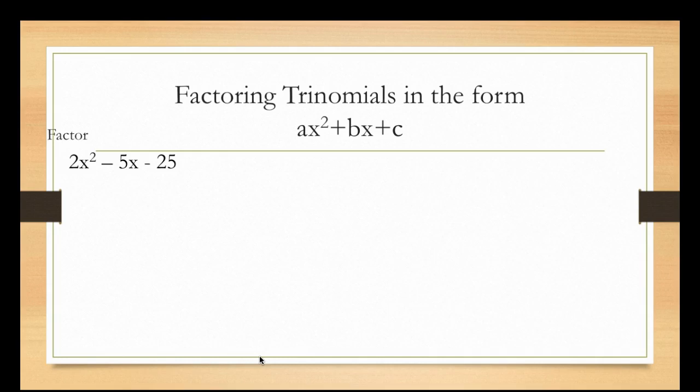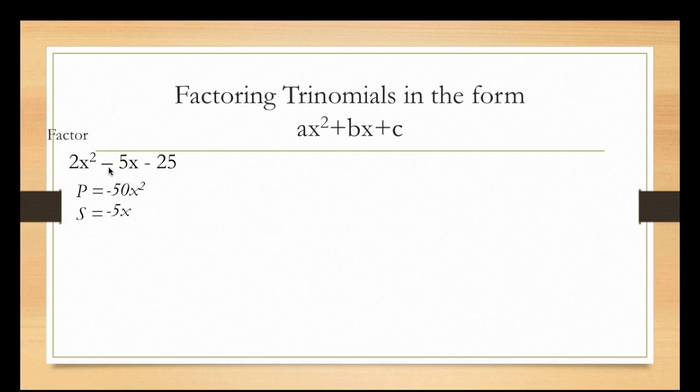Please pause the video and try to work this problem. Okay. First, product sum. Our product, remember, is not just negative 25. Because the leading coefficient is not 1, the product is the first term times the last term. And our sum is still the same. It's in our middle. It's our x term, so negative 5x.